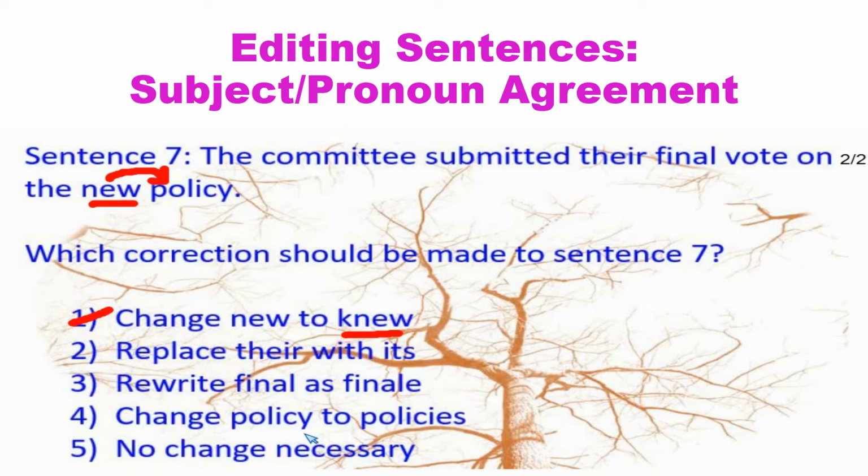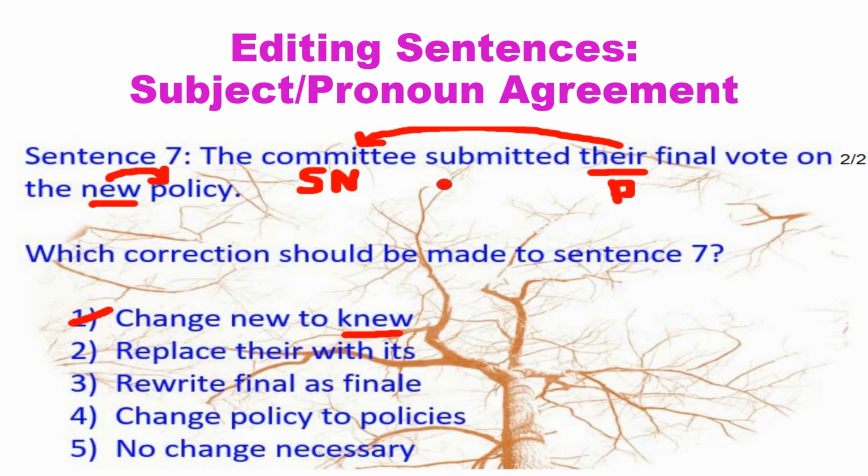So when we look at option number 2, we have replace their with its. When we come up here to our sentence, we have the word their final vote. This word their is acting as a pronoun, and it is referring to our subject, which is committee. So here we have a plural pronoun. However, we have here a singular subject, which is our noun. So we do have an error in this case because we have a singular subject. However, we have a plural pronoun.